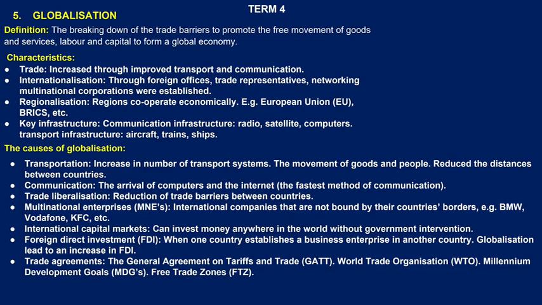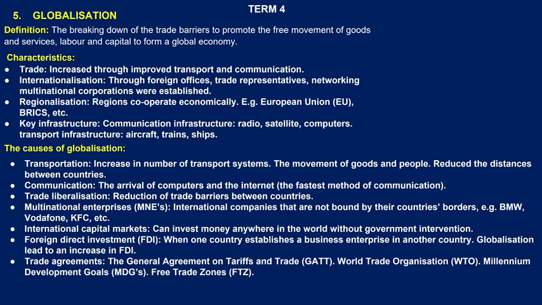The causes of globalization. Transportation: an increase in the number of transport systems, the movement of goods and people, reduces the distances between countries. Communication: the arrival of computers and the internet, a much faster way of communicating. Trade liberalization, right? The reduction of trade barriers between countries, meaning opening it to more free trade.